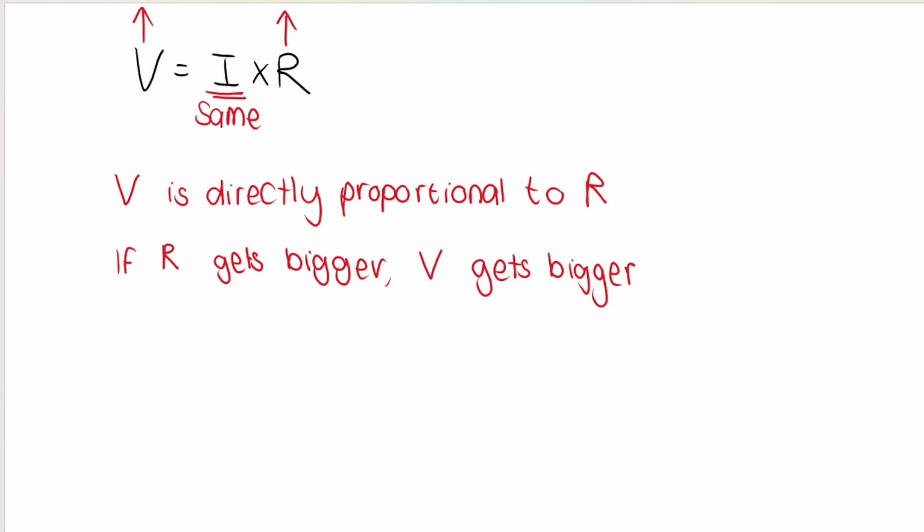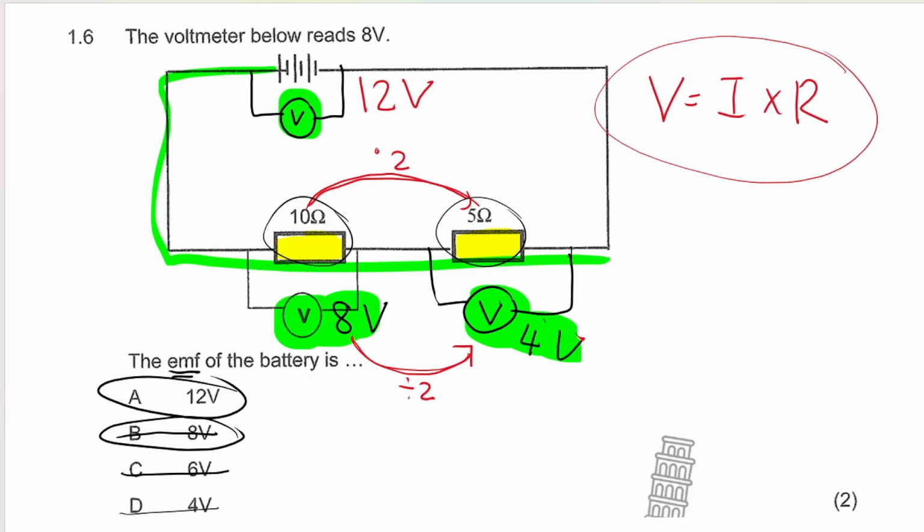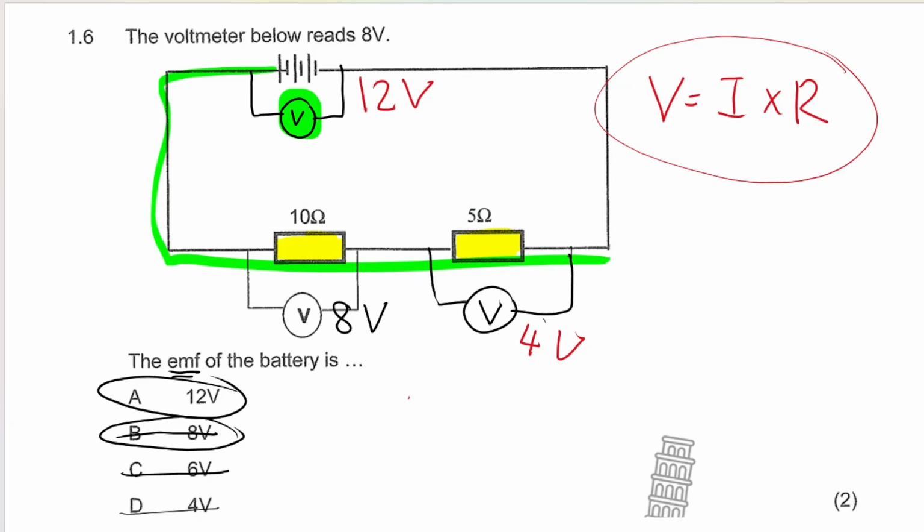What that means is bigger resistance, bigger voltage. Think about it. If I have to keep current the same, if I make R bigger, this number over here is going to get bigger. And that means that voltage is directly proportional to resistance. If resistance gets bigger, voltage gets bigger. And in the same way, if resistance is smaller, voltage is going to be smaller. So if resistance is halved, voltage must be halved. I hope that makes sense. In this case, it was quite easy to find the answer anyway by process of elimination.